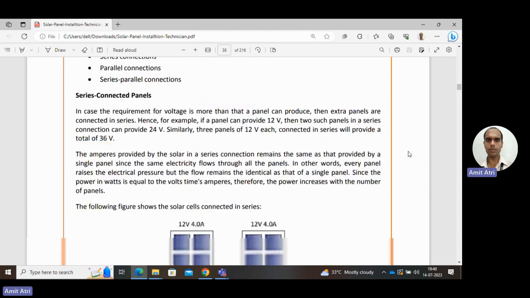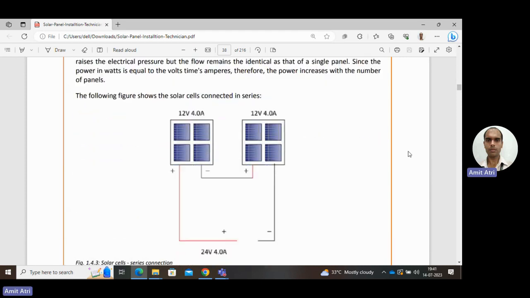Now take an example in this figure. These two solar cells are connected in series, meaning the negative of the first one is connected with the positive of the second solar cell. It is assumed that the voltage is 12 volt and current is 4.0 ampere for both of these cells. Then the total current obtained at the output for the series combination is still 4 ampere. Current doesn't change in the series combination, whereas voltage adds on. So 12 volt plus 12 volt, the total output voltage is 24 volt.